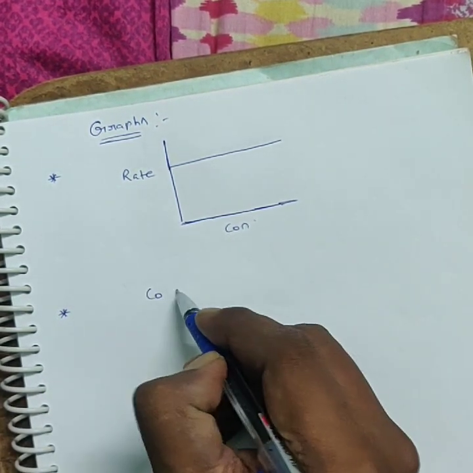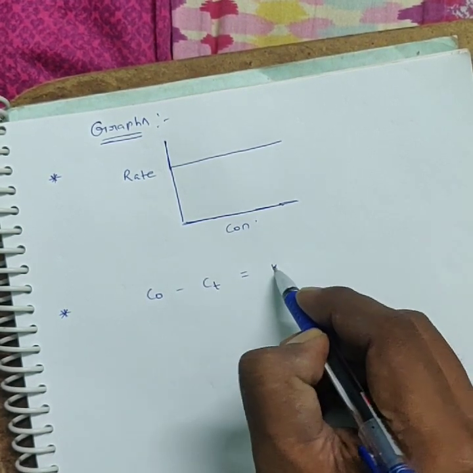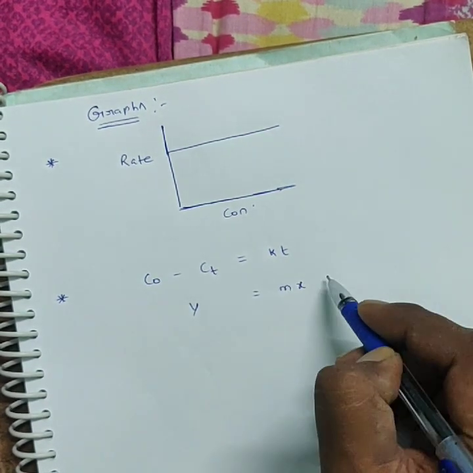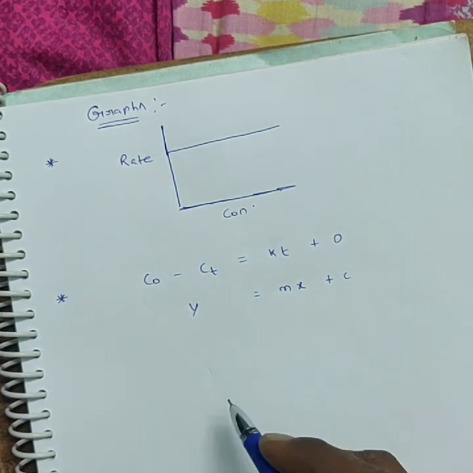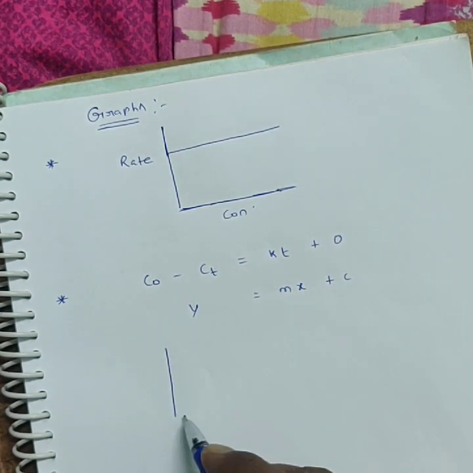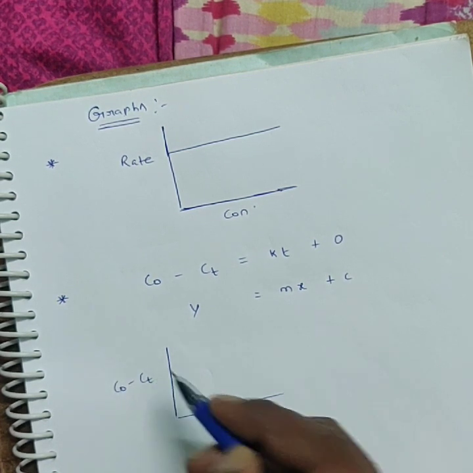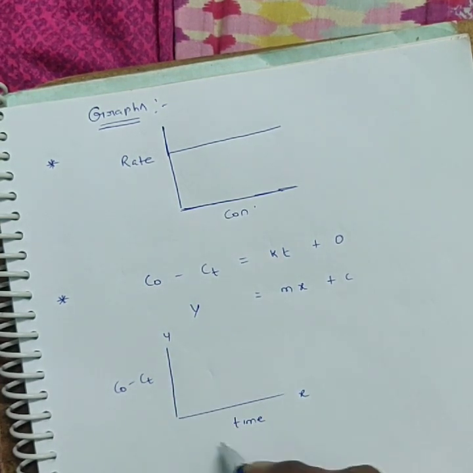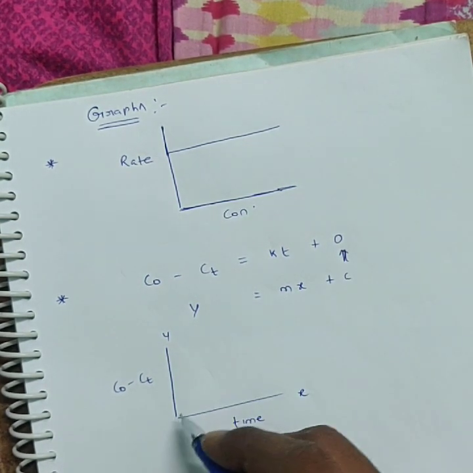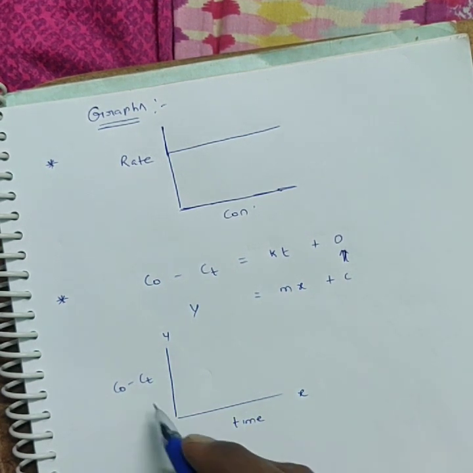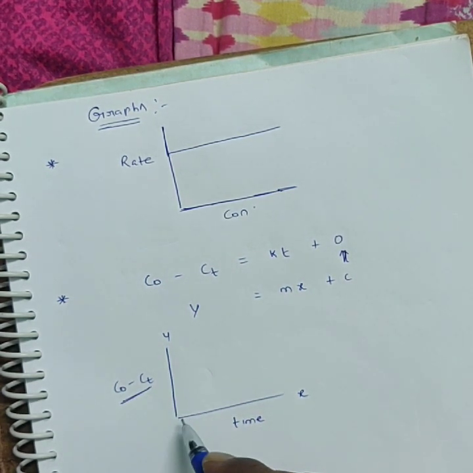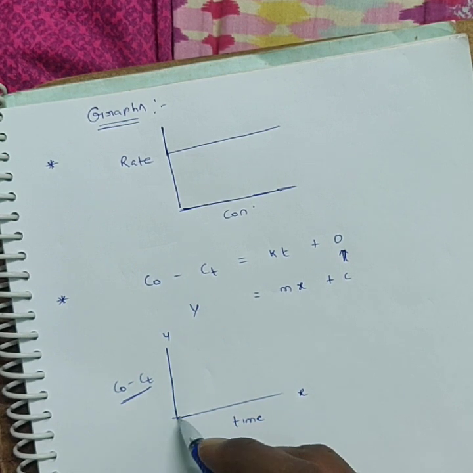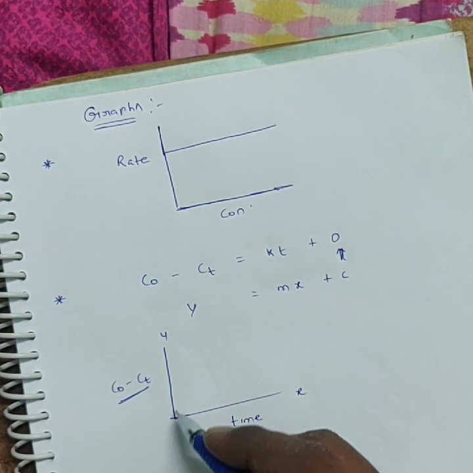Now come to the next graph. From equation 1, we know that C0 minus Ct is equal to kt. Shall I compare this with the straight line equation y is equal to mx plus c? Let it be plus 0. So on the y-axis take C0 minus Ct, on the x-axis time. What is the intercept here? 0. So at the beginning, C0 minus Ct will be 0.